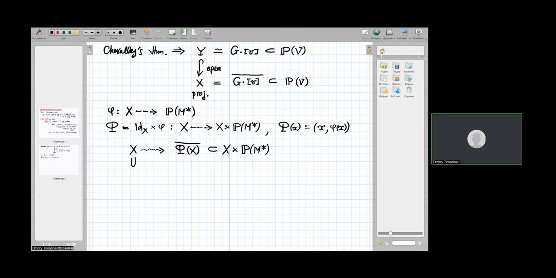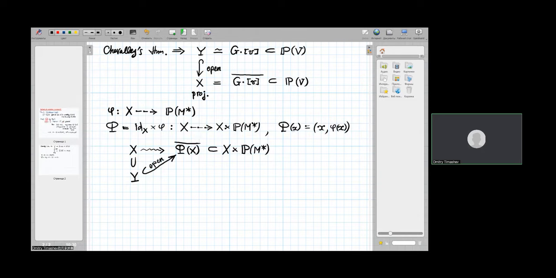X contains Y as an open orbit, and this Y is still embedded into this guy. This is still an open embedding, because the map phi, which we had before, small phi, was a morphism from Y to this projective space P of M dual.